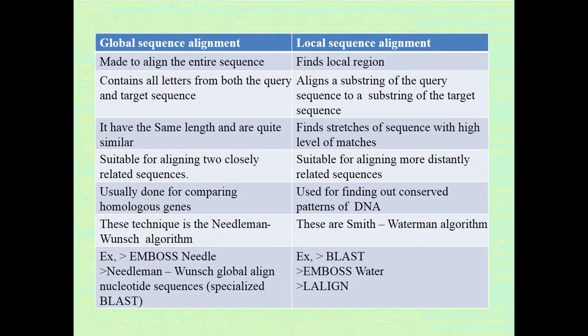The Needleman-Wunsch algorithm is used for global alignment, and Smith-Waterman is used for local alignment. Examples for global sequence alignment are EMBOSS Needle, Needleman-Wunsch, BLAST, and these. However, for local sequence alignment, we have examples of BLAST, EMBOSS Water, and LALIGN.